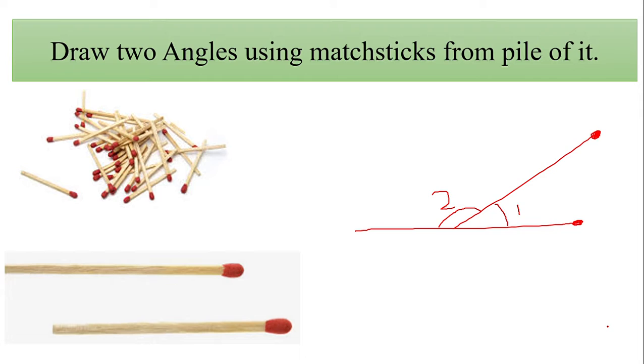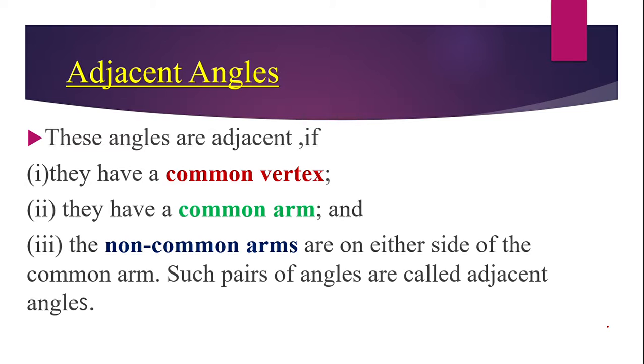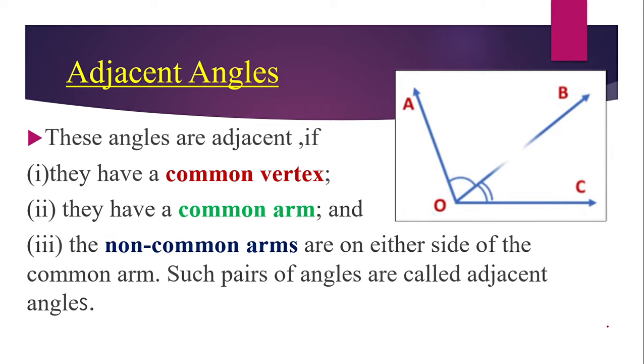So let's see what type of angles are sharing the common line segment, what we call that. So we have these angles which are adjacent angles. So let's see firstly the figure, then we will understand what adjacent angles are. So the figure is in front of you. So these angles are adjacent if they have a common vertex. So vertex means where all the points join at one point. So that vertex is O.